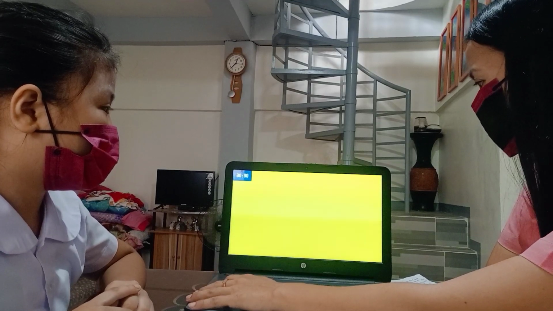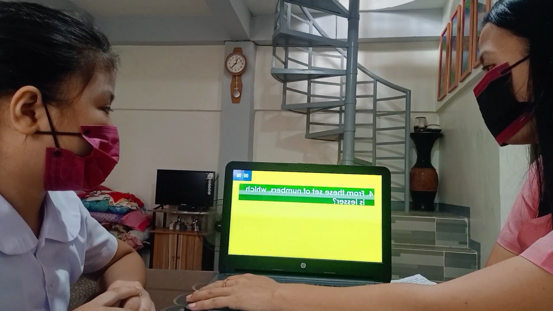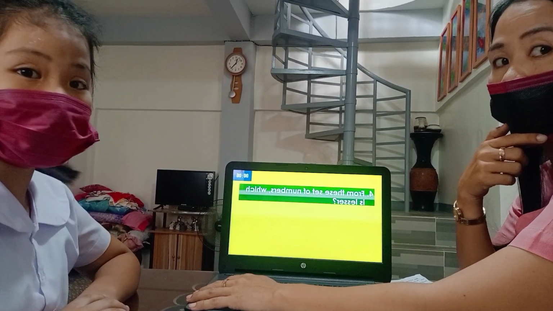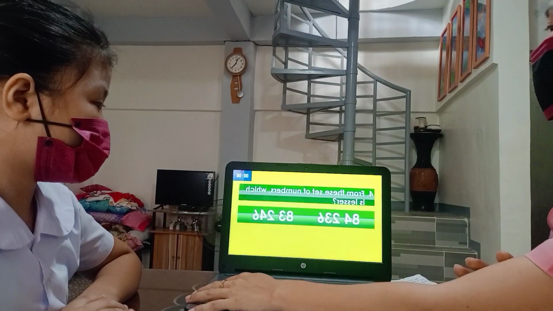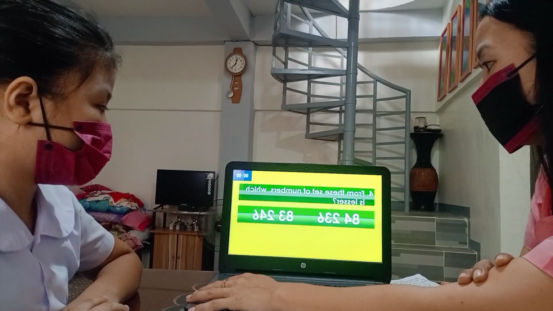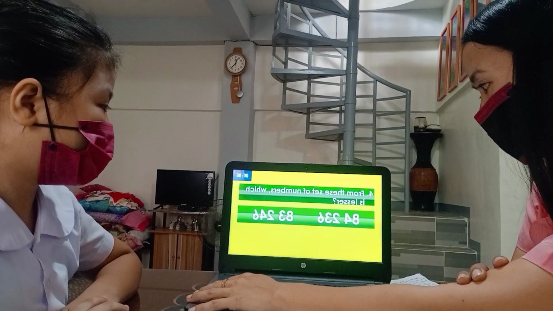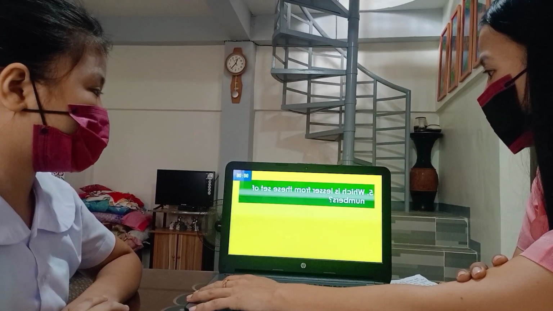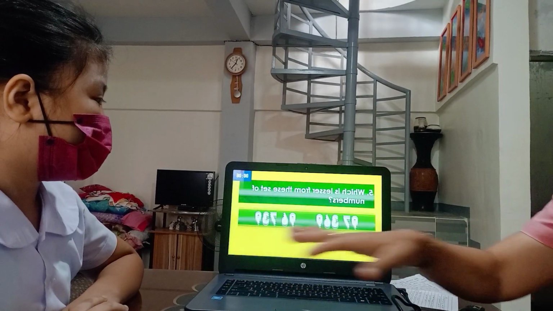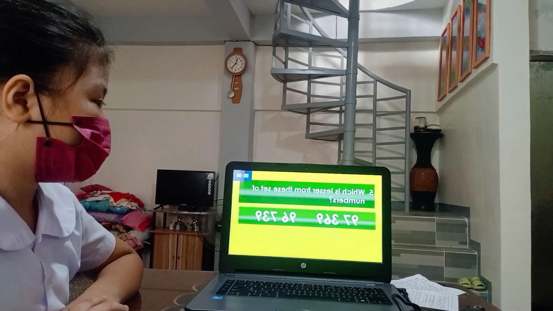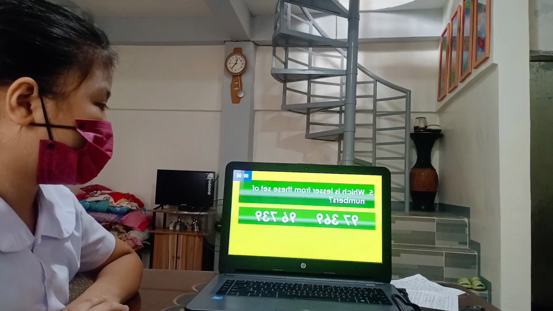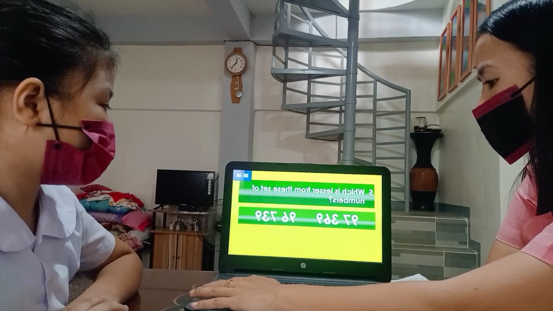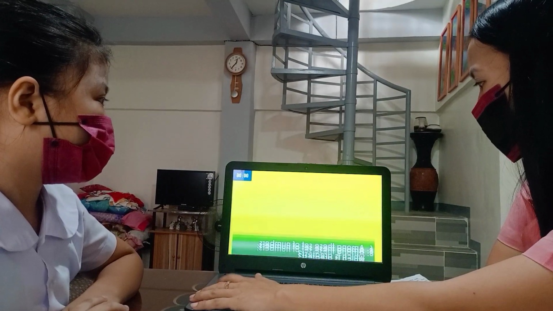Let's proceed. Number 4. From this set of numbers, which is lesser? 84,236 or 83,246? 83,246. Very good. Number 5. Which is lesser from this set of numbers? 97,369 or 96,739? 96,739. Nice answer.